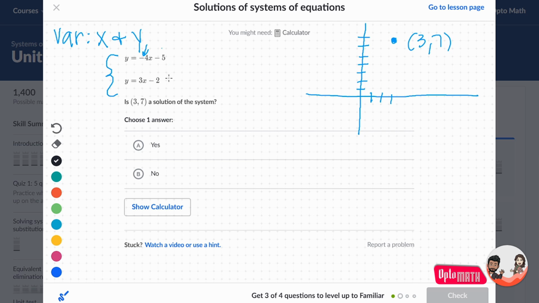And do you want to graph these lines? Yeah, let's do it. Okay. So both these lines are in... Now what is the form that they're in right now?